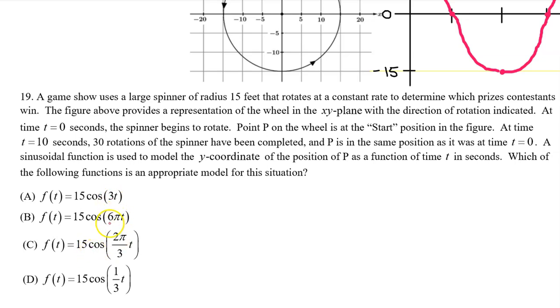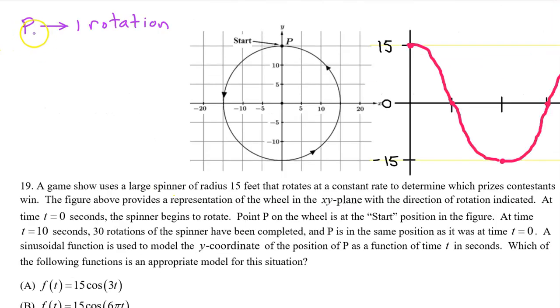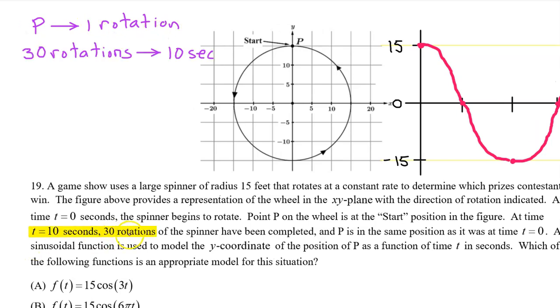I'm noticing that they all have different b values. So let's calculate the b value based on the information given, and then look to see which function is a match. For the b value, we start by finding the period. The period is the duration of a single rotation. We are told that 30 rotations took 10 seconds. We can find the duration of a single rotation by dividing both sides by 30. So one rotation will take 10 divided by 30 seconds. In other words, the period is 1/3 of a second.